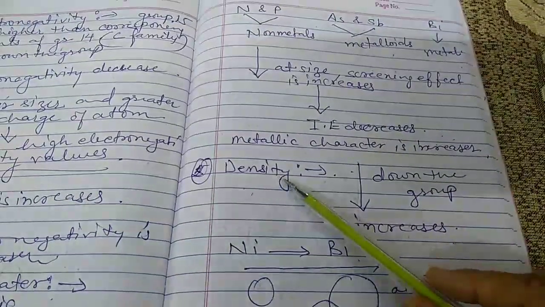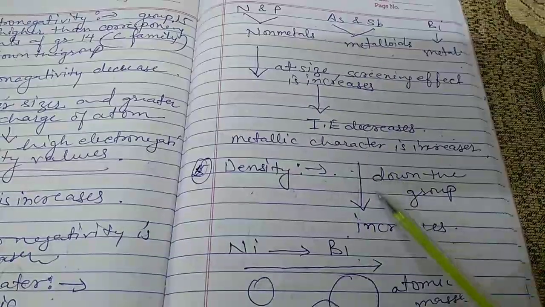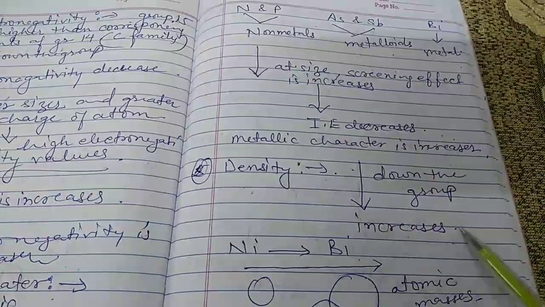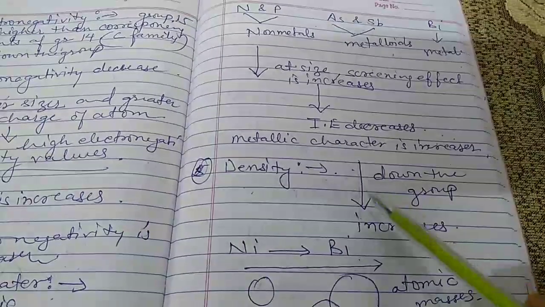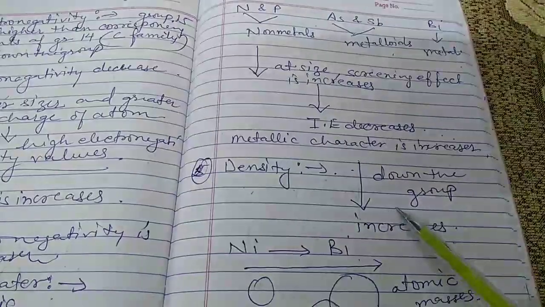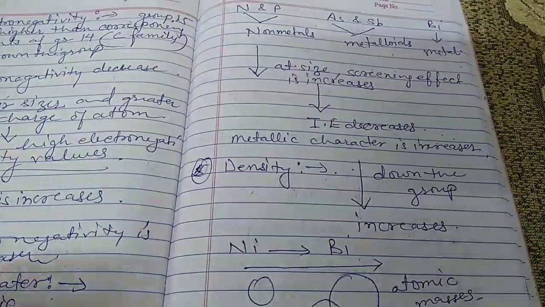Now if we are talking about the density, as we move down the group, the density increases. Why does the density increase? Because the atomic number increases and the atomic mass increases, that's why the density increases.